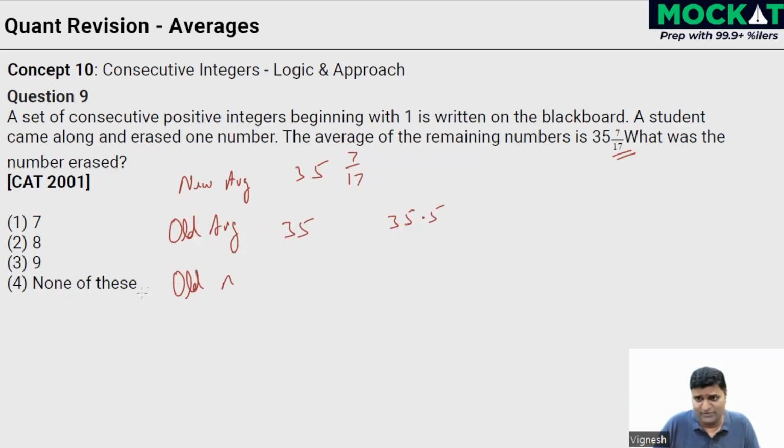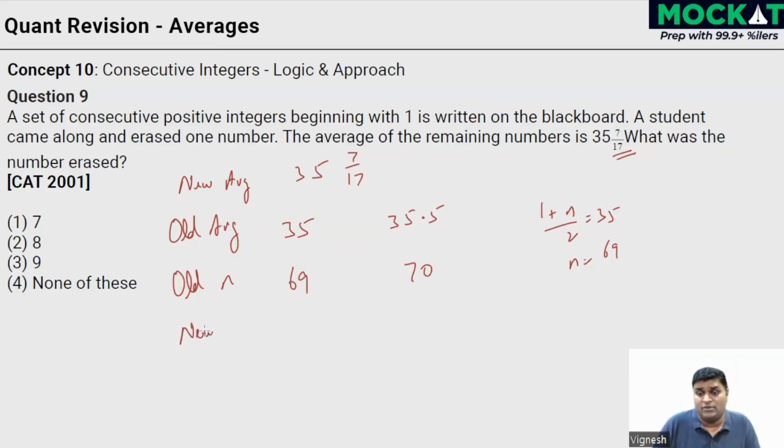The average of the first n consecutive positive integers is (1 plus n) by 2. If (1 plus n) by 2 is 35, then n is going to be 70 minus 1, 69. It's going to be 69 in this case. And in this case, it's a little more, so it has to be 70. (1 plus 70) by 2 comes to 35.5. So the old number of terms, we found that as well.